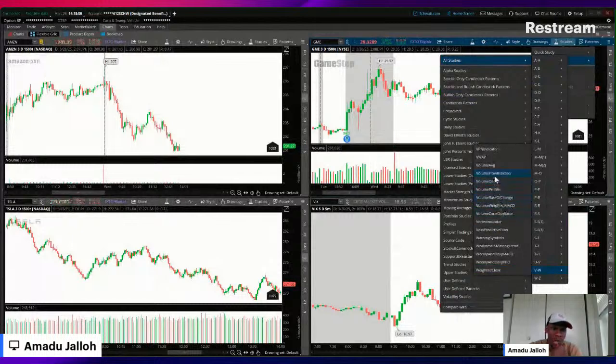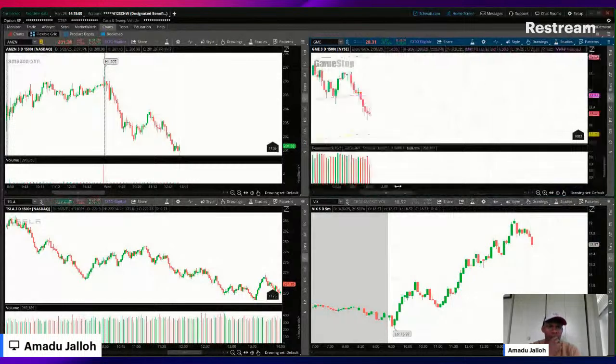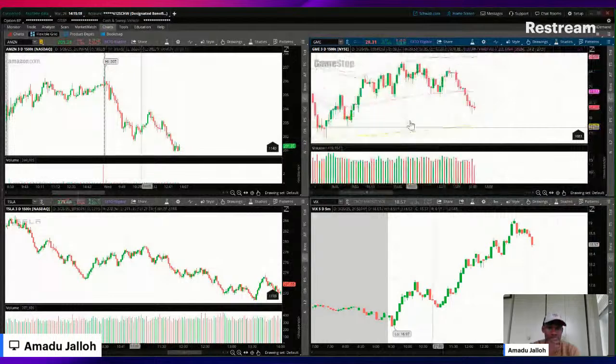So we add VWAP to this chart so that way we can have it clear. Look at that VWAP there. Let's see what's going on around there. Look at this movement there for GameStop.